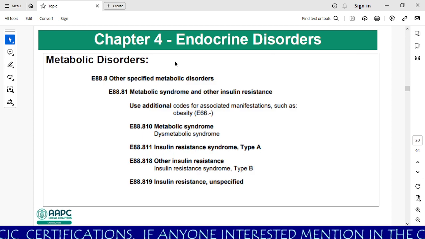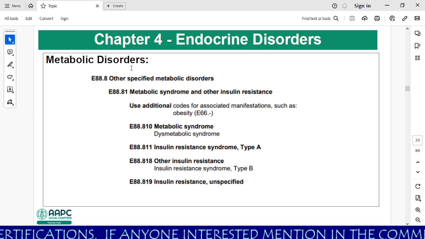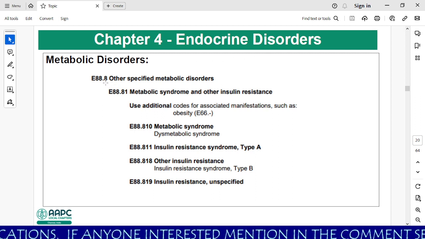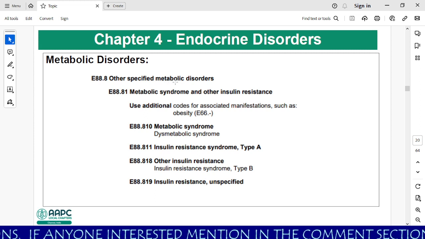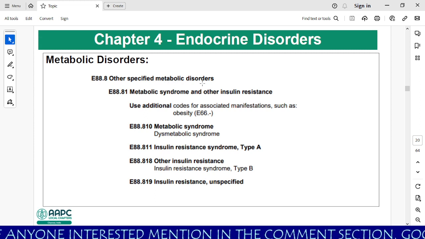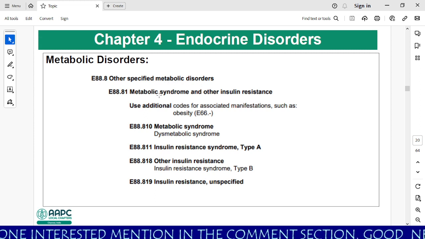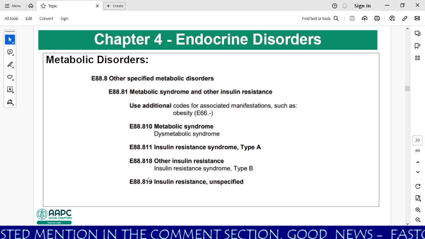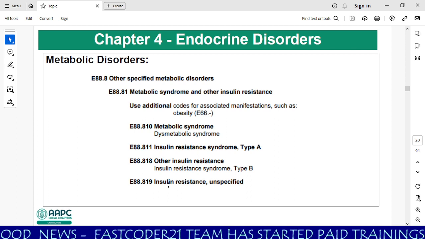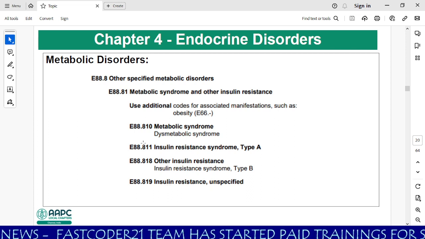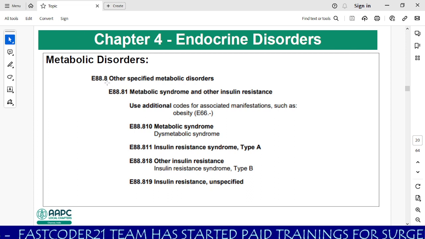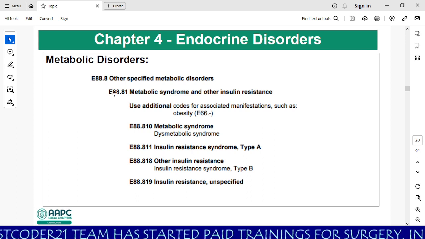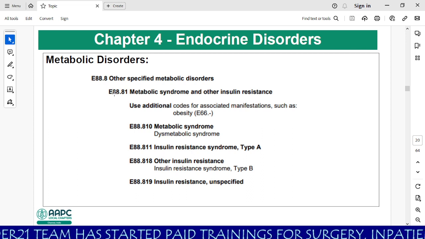Next, if we check chapter 4, endocrine disorders, metabolic disorders, E88.8, other specified metabolic disorders, and they have expanded this subcategory to E88.810, 811, 818 and 819. So this E88.8 subcategory is completely new CC for inpatient coders.